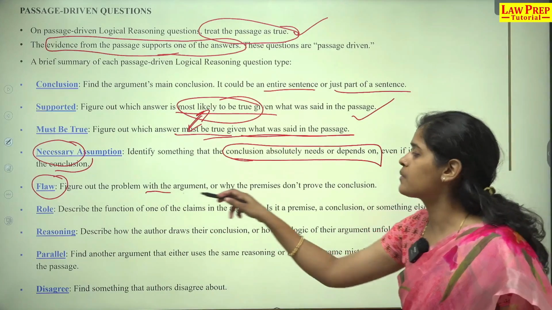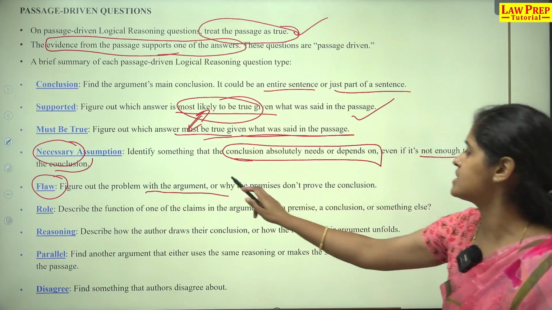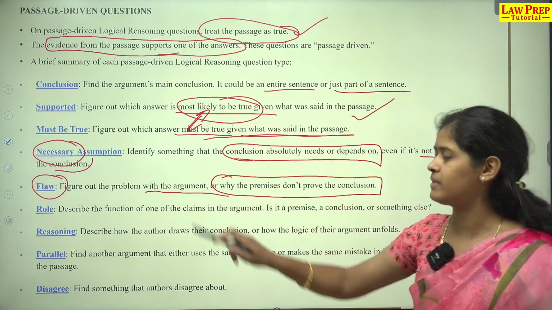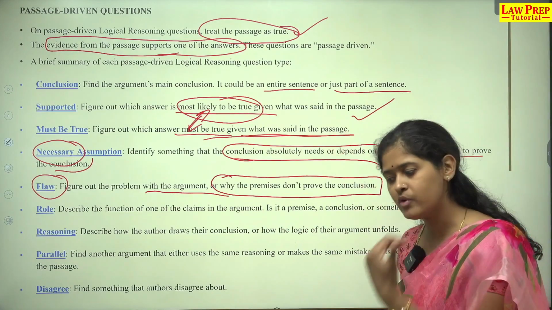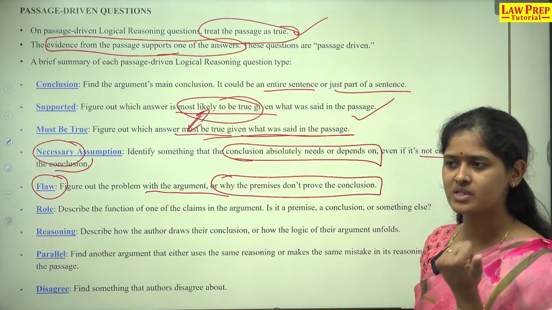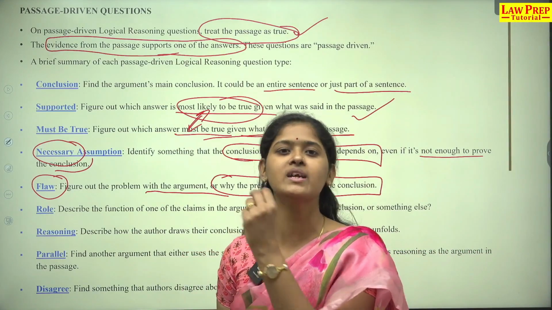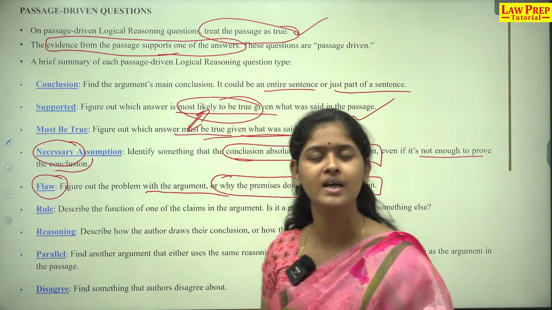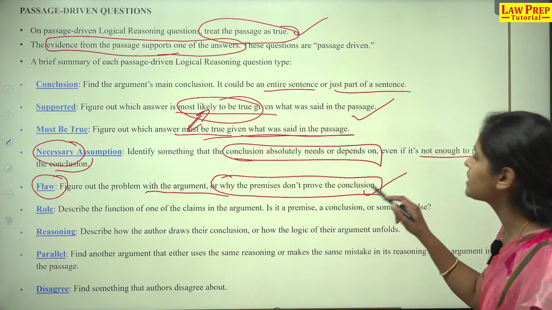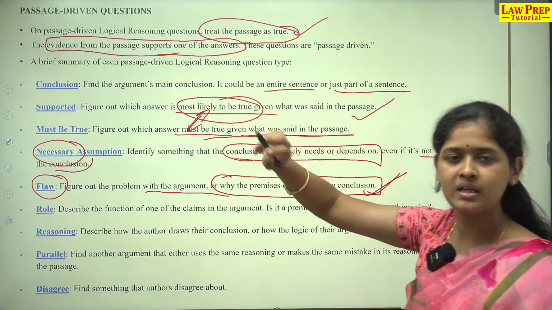And you figure out the problem with the argument or why premises don't prove the conclusion. Someone wrote one thing, and it doesn't match the conclusion at all. Or sometimes you've read the article where author starts with something and then omits that one point and then writes some conclusion. That's flaw. Now where will this answer come from? Passage driven. Like it is in the passage.